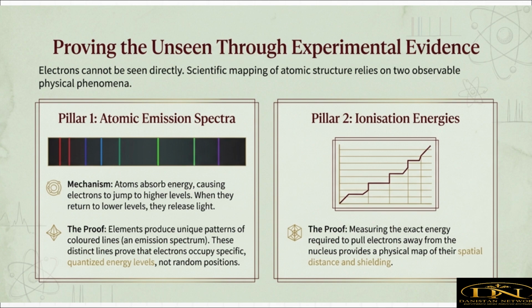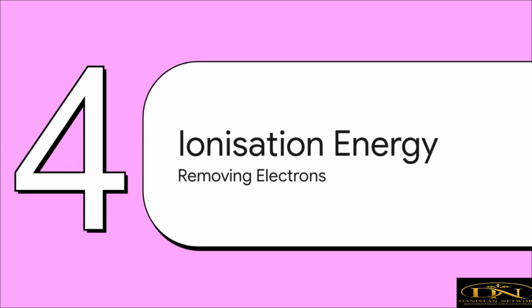When they drop back down to their lower, original energy levels, they release that absorbed energy as specific colors of light. Because the energy gaps between shells are exact, we get unique colored lines that form an element's emission spectrum. It's like a chemical fingerprint. This brilliant bit of physics proves, without a doubt, that electrons occupy highly specific, fixed levels, not just random chaotic positions. Section 4.